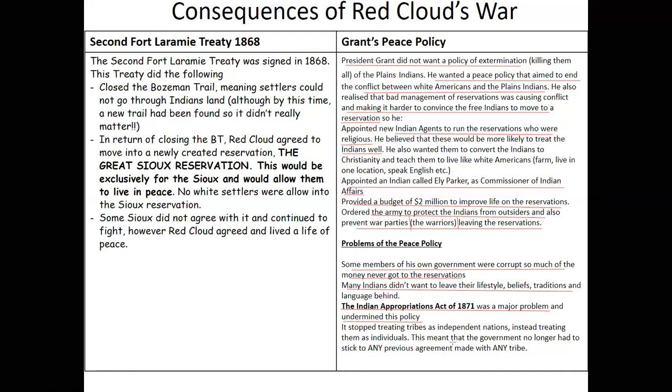So it stopped treaties being agreed between Native Americans and the government. The Native Americans were to be treated like everyone else. It stopped treating tribes as independent nations. Instead, it treated them as individuals, the same as everyone else. And the key thing here is it meant the government no longer had to stick to any previous agreement. If anything, the Indian Appropriation Act of 1871 made it easier to take land off the Native Americans.